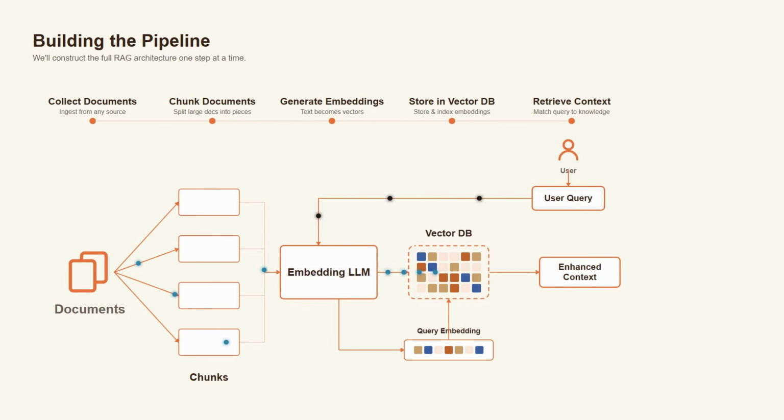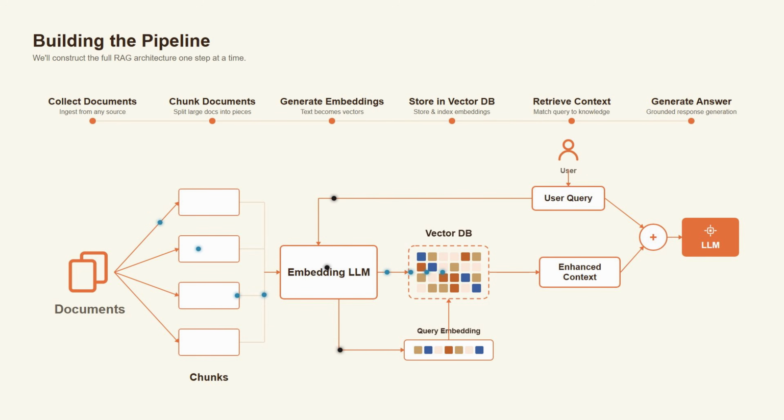The original question is combined with the retrieved context. This gives the model additional information to work with when generating its response. Finally, the augmented input is sent to the large language model. The model uses the question and the retrieved context to generate the response.